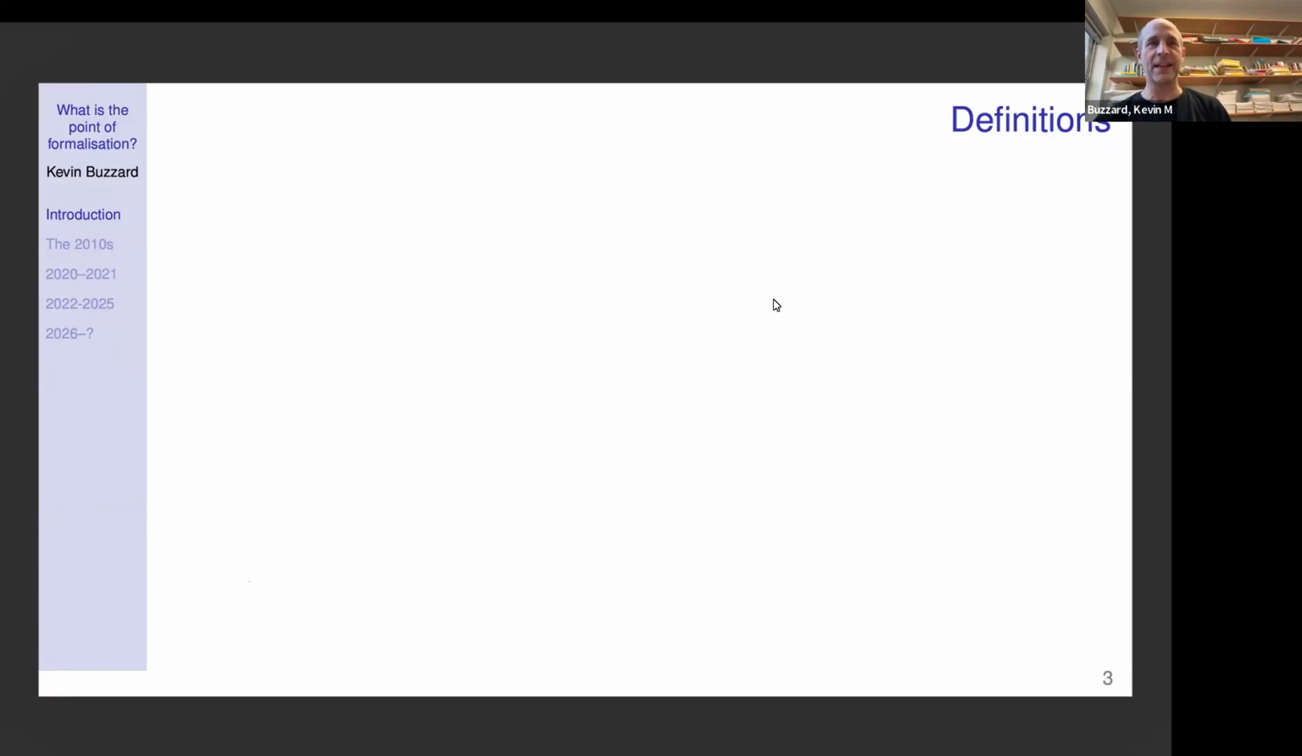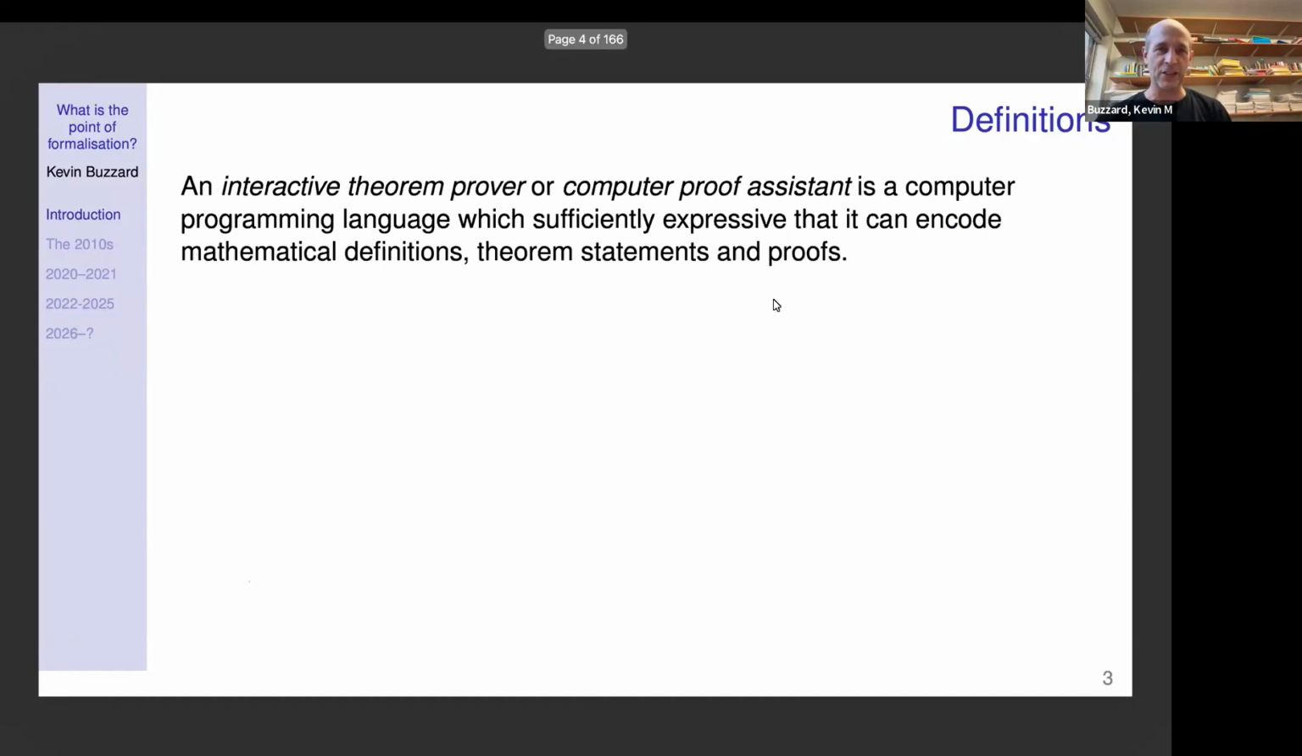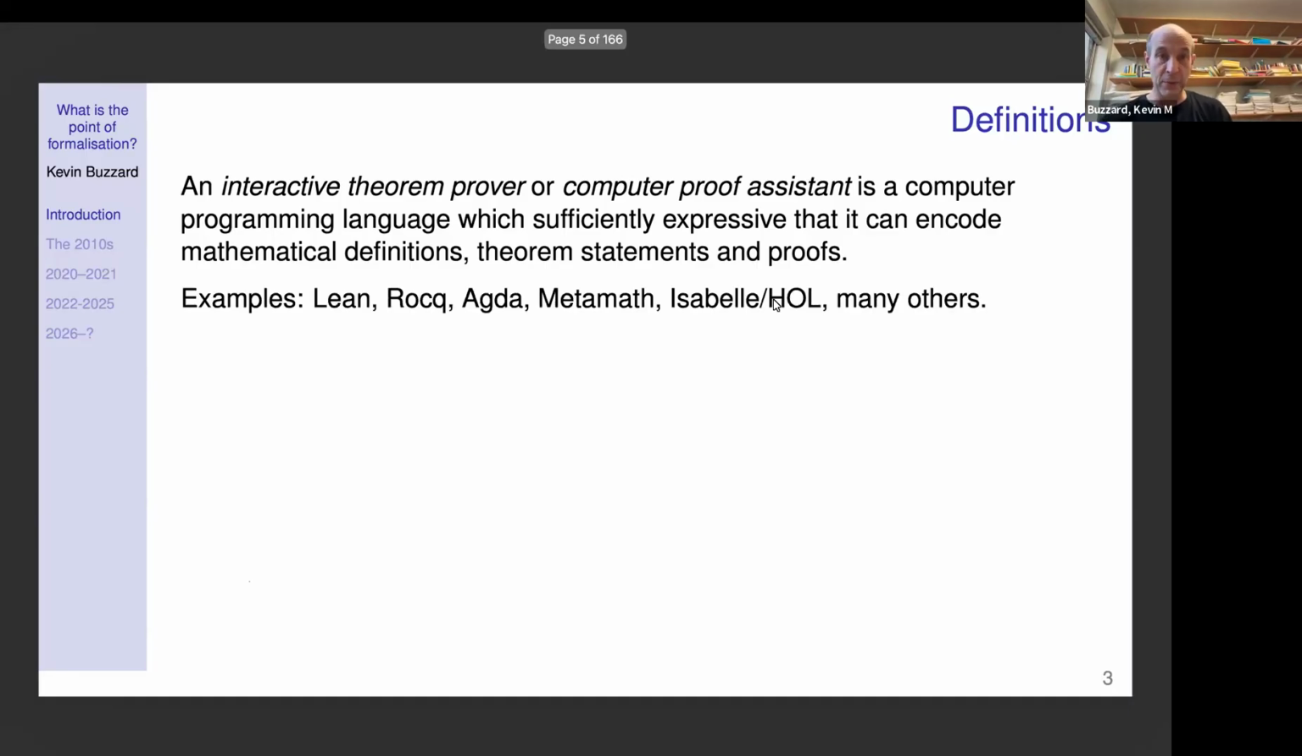But any good talk starts with definitions, so let me just say what we're talking about. An interactive theorem prover is like a programming language which can encode mathematical definitions and theorem statements. It's like Python. A variable can be a number, or a string, or whatever. But in an interactive theorem prover, a variable could be a theorem statement or a theorem proof.